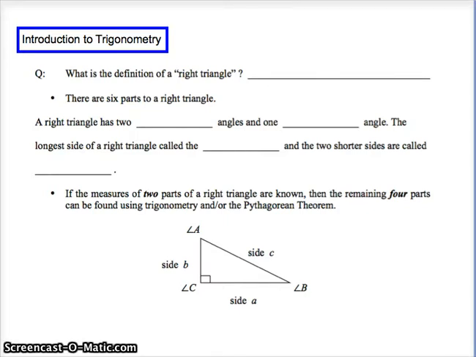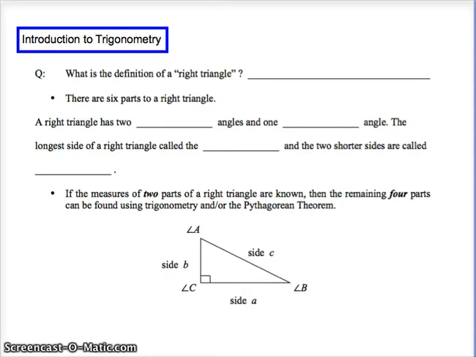Hey everybody, and welcome to our first lesson about trigonometry. In our unit about trigonometry, we're going to learn all of our trig functions, their ratios, how to use those trig functions to find missing sides and angles, and then we'll use that information to help us solve some application problems. But to begin, we've got to make sure we know the basics.